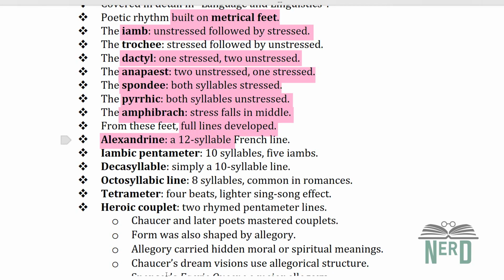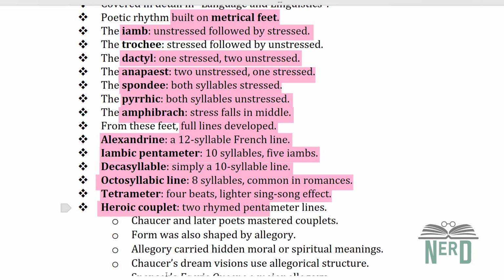One of the most important is the alexandrine, a 12-syllable line common in French verse that would later influence English poets. Far more central, though, is the iambic pentameter, with its steady 10-syllable rhythm across 5 iambs. Closely related is the decasyllable, which simply means any line of 10 syllables, and often overlaps with iambic pentameter. In contrast, the octosyllabic line, 8 syllables long, was widely used in medieval romances, while the tetrameter, with its 4 beats per line, gave a lighter sing-song effect.